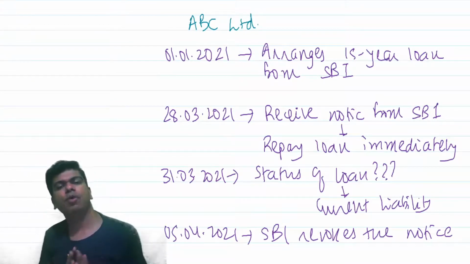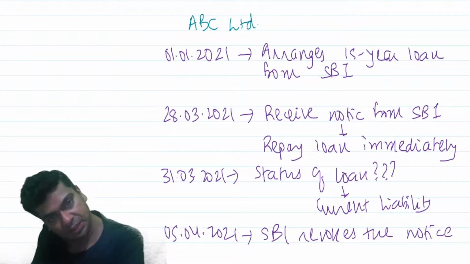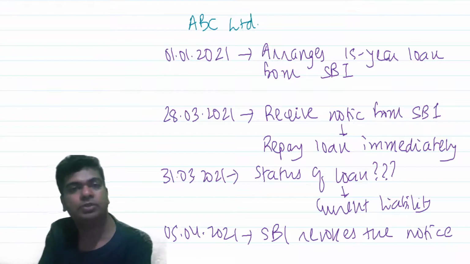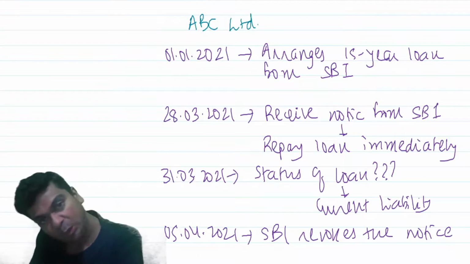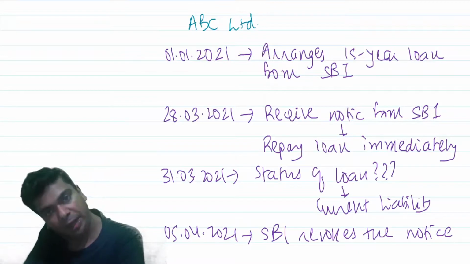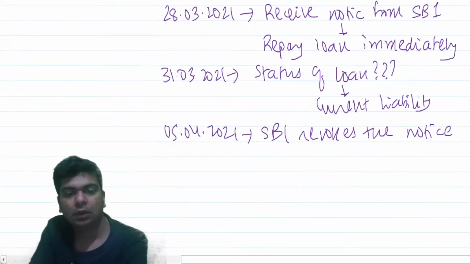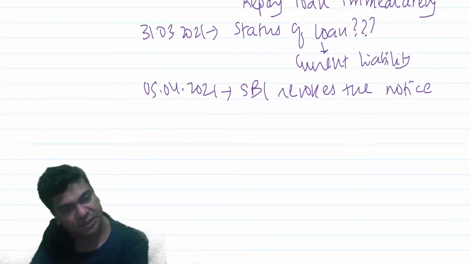So this is the bone of contention which is there in Ind AS 10 and IAS 10. Both of them have taken a different position, and accordingly the status of the loan shall be different whether you are following Ind AS 10 or you are following IAS 10. So that's what we are discussing over here.